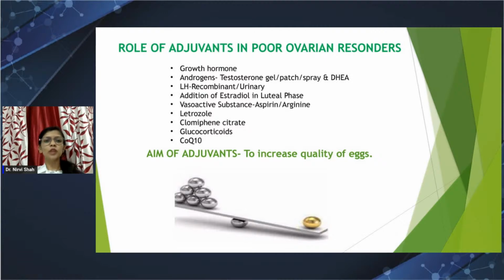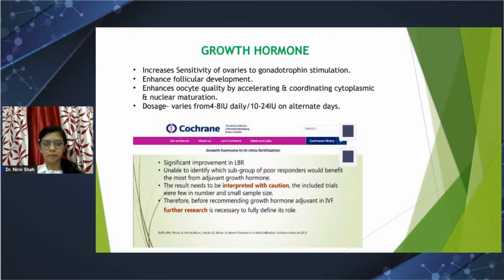Now let's go to the adjuvants, role of adjuvants in poor ovarian responders. The aim of all of these adjuvants is to increase the quality of eggs. We have a lot of them. We're going to discuss each of them. So let's first go to growth hormone.